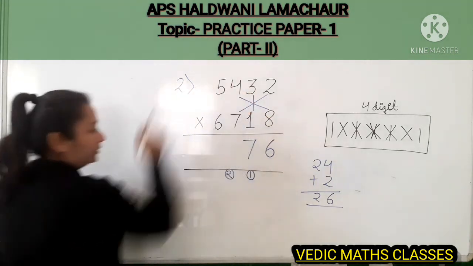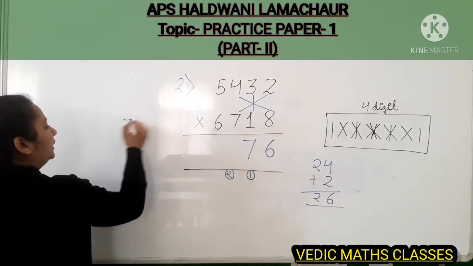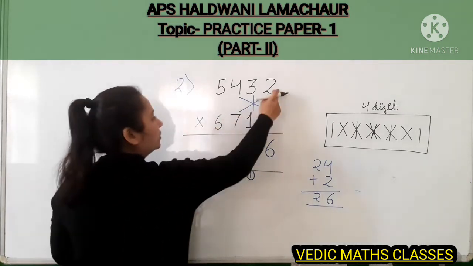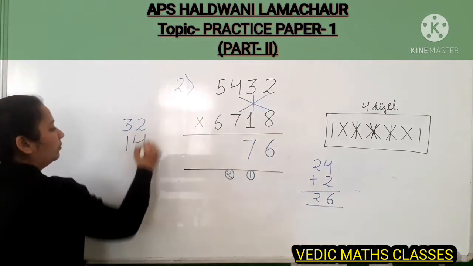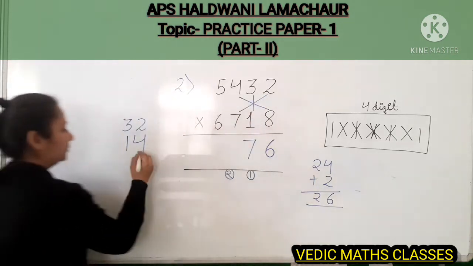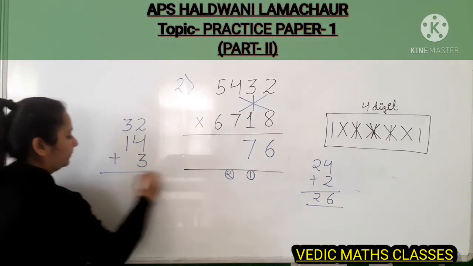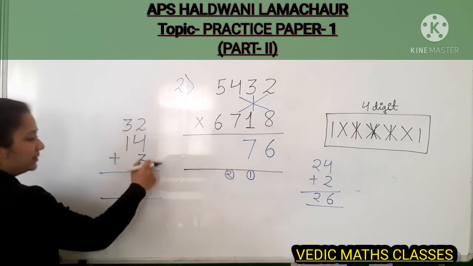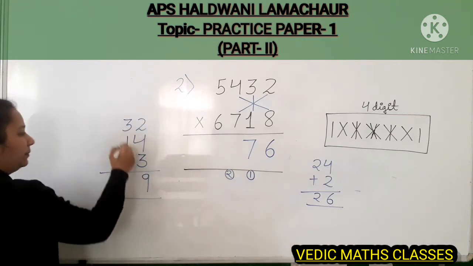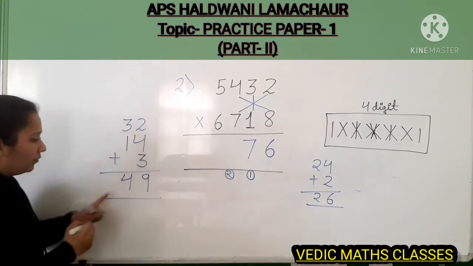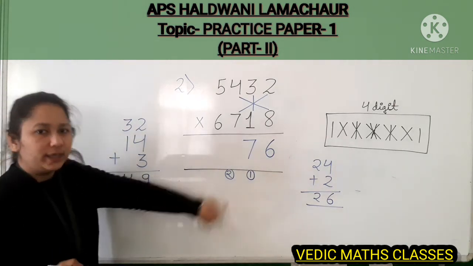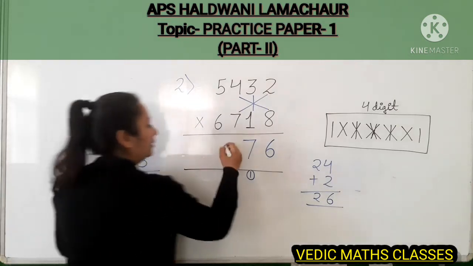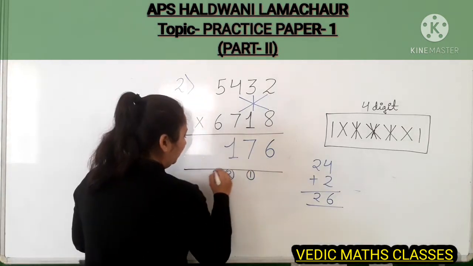Now 8 4s are 32. 7 2s are 14 and 3 1s are 3, add them. 4 plus 2, 6, 6 plus 3, 9, 3 plus 1, 4. 49 plus 2, 49, 50, 51, 1 here, 5 will go carry.